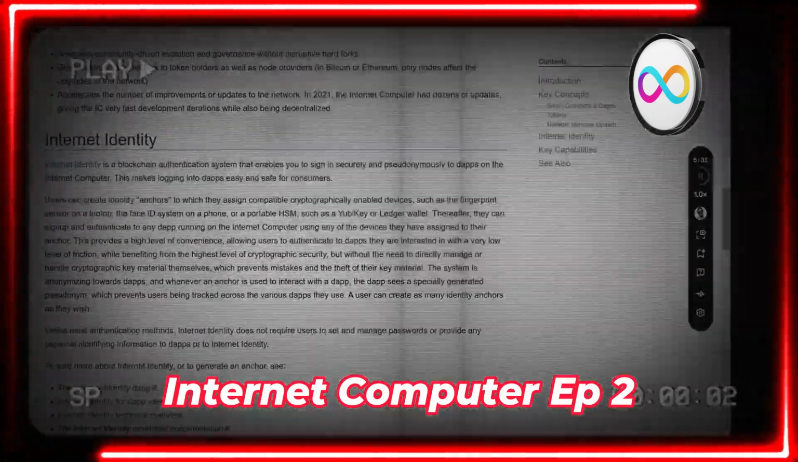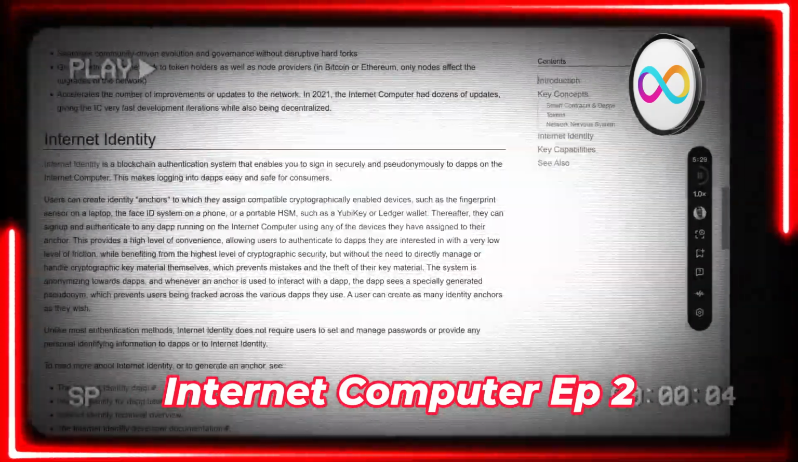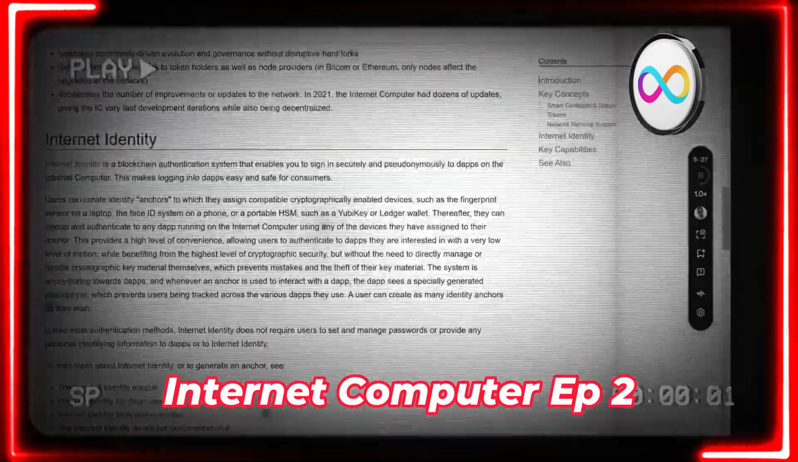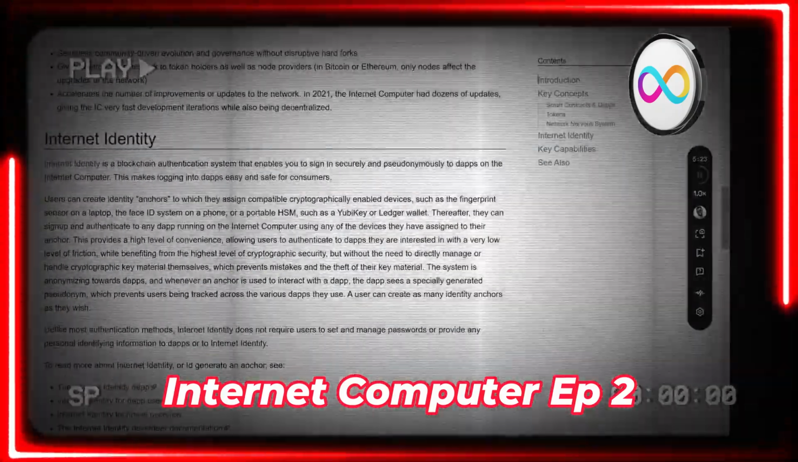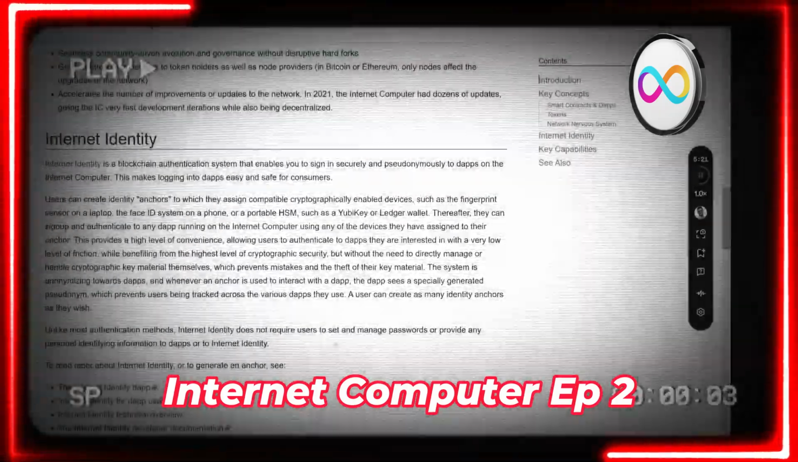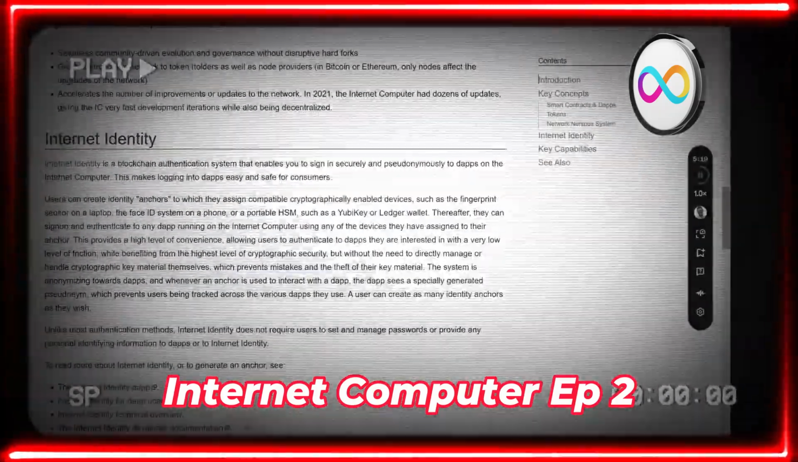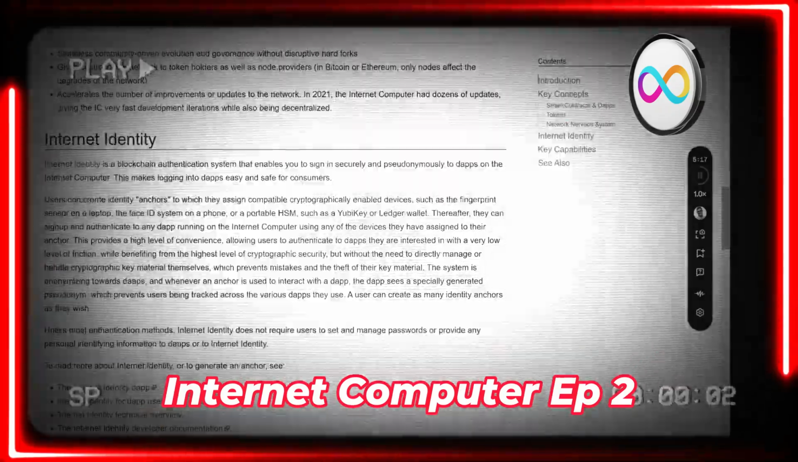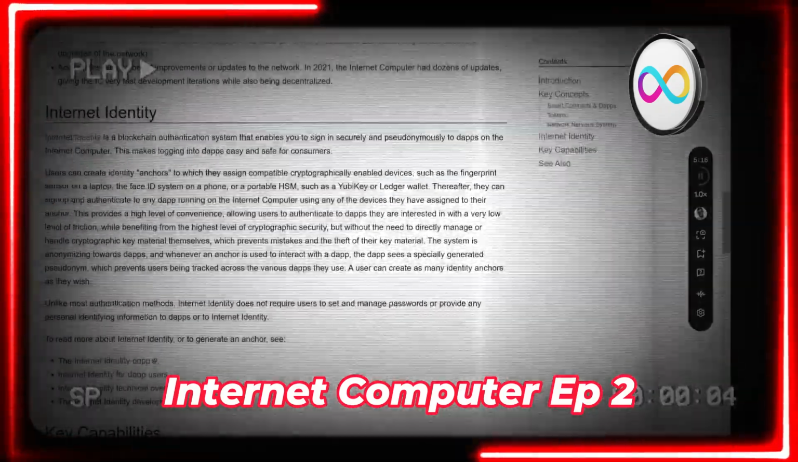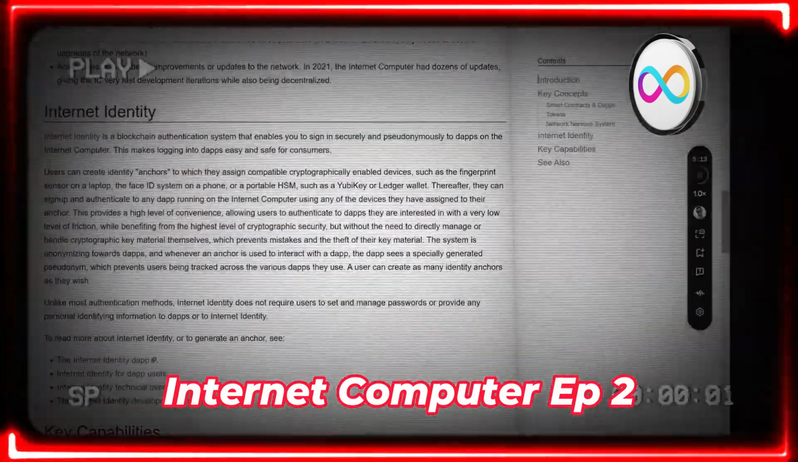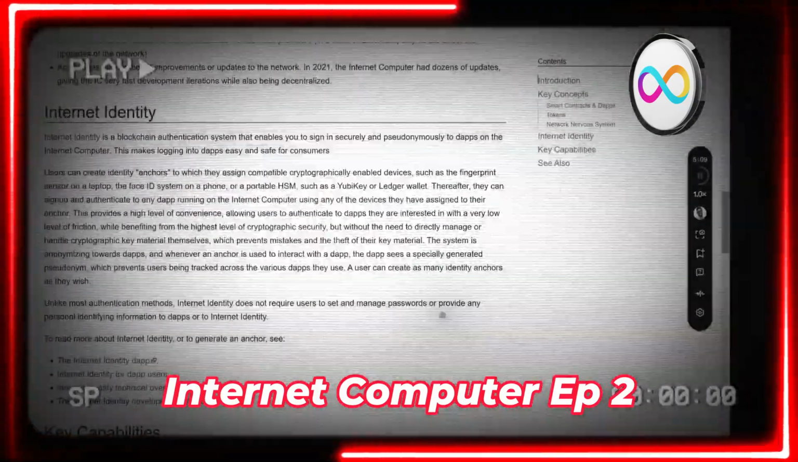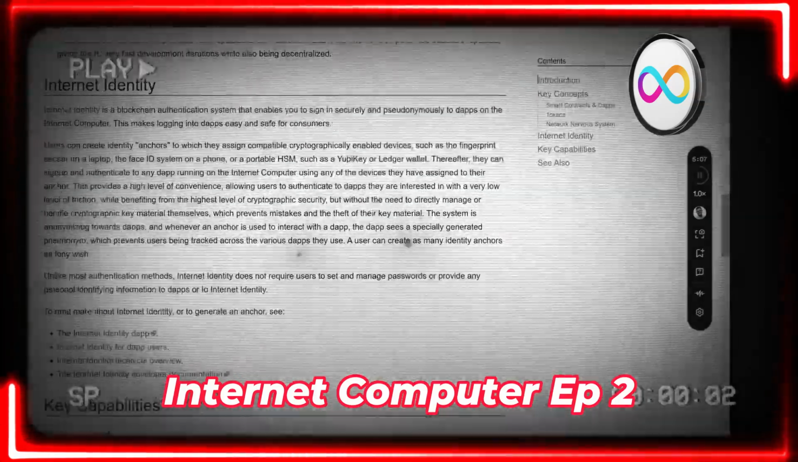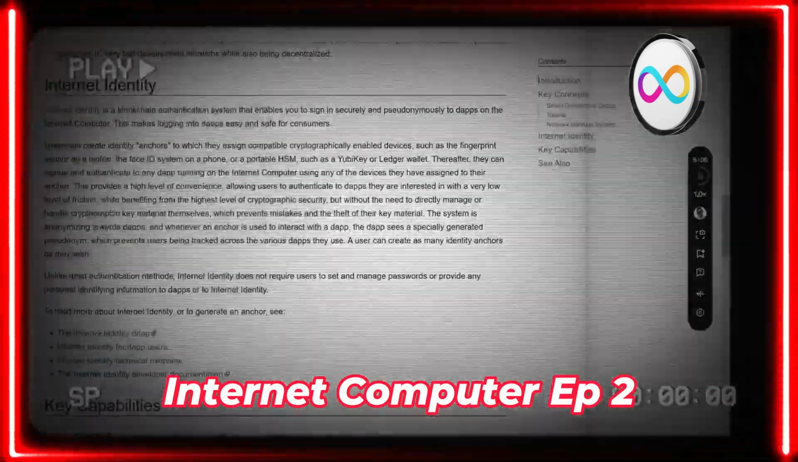This provides a high level of convenience, allowing users to authenticate to dApps they are interested in with a very low level of friction, while benefiting from the highest level of cryptographic security, but without the need to directly manage or handle cryptographic key material themselves, which prevents mistakes and the theft of their key material. The system is anonymizing towards dApps, and whenever an anchor is used to interact with a dApp, the dApp sees a specially generated pseudonym, which prevents users being tracked across the various dApps they use. A user can create as many identity anchors as they wish.